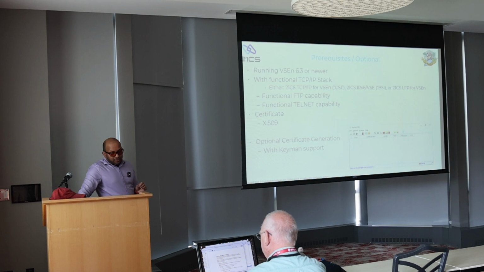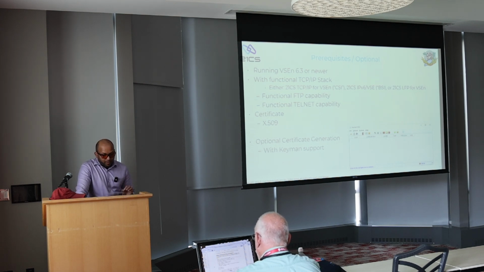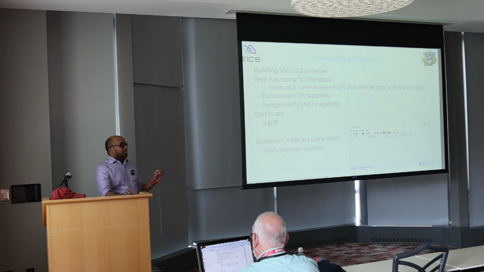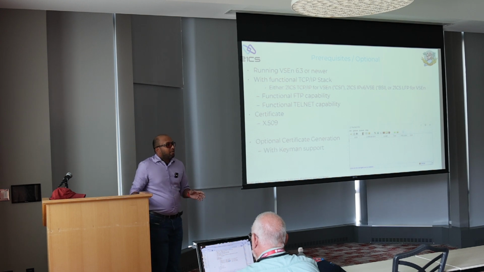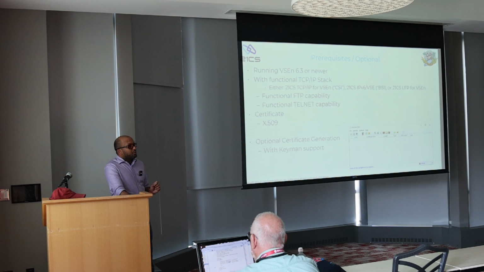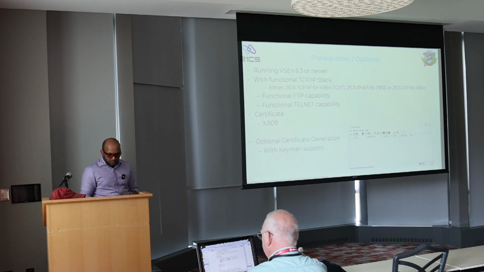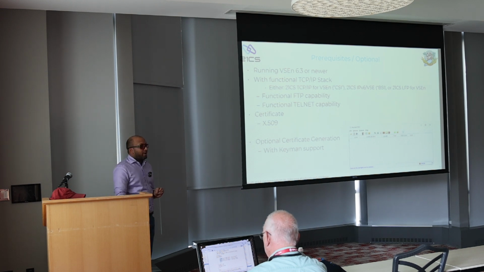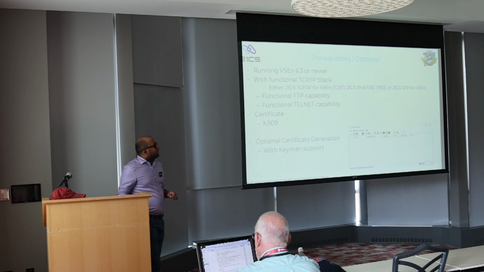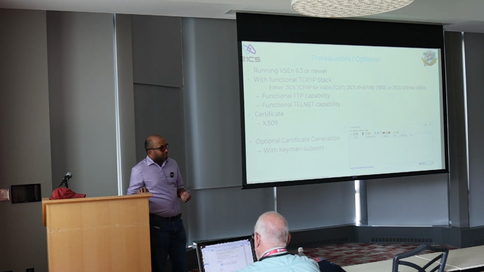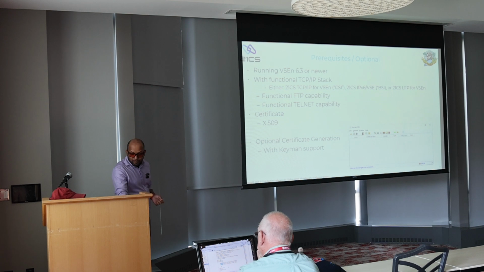So in order to use OpenSSL in VSEn, first of all, the minimum version is 6.3. That is what is required. And you can use the TCP/IP from CSI or BSI's TCP/IP, IPv4 or IPv6, and you can use LFP in VSEn. Both of these TCP/IP providers provide FTP capability and telnet. For the LFP, we provide a virtual FTP server, so you can use the virtual FTP. There is no telnet.